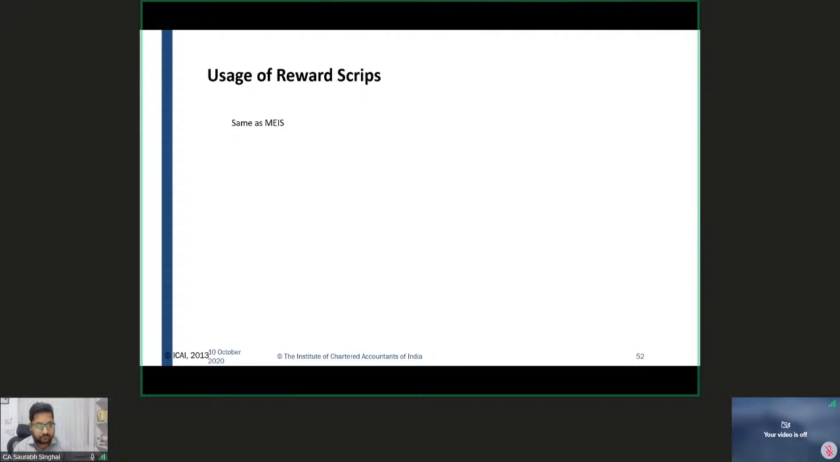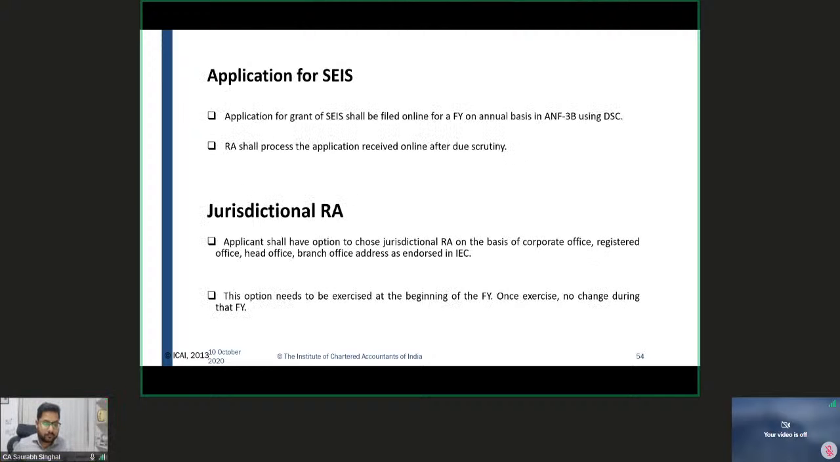Now, usage of the reward scripts. The scripts that you have got under SEIS, how can you use them? Same as MEIS: for payment of BCD, for payment of composition fee, application fee, for payment of BCD while clearing goods from private bonded warehouse, public bonded warehouse, same. Will you be eligible for drawback? Yes, you will be eligible for drawback, even when you have paid BCD using the script.